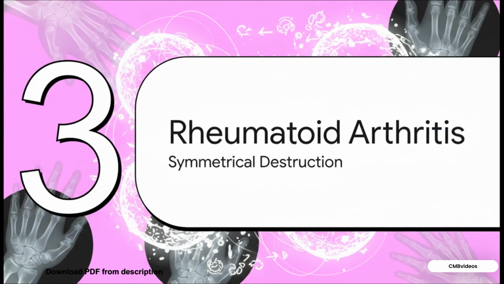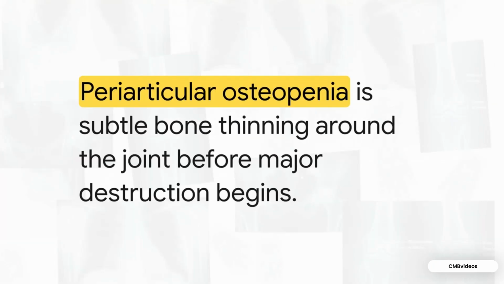Okay, shifting gears completely, let's look at rheumatoid arthritis, which is a totally different beast driven by symmetrical autoimmune destruction. Since RA is a systemic autoimmune disease that aggressively attacks the synovium lining the joints, you might expect massive early destruction. But surprisingly, the very first radiographic warning sign is actually quite subtle.